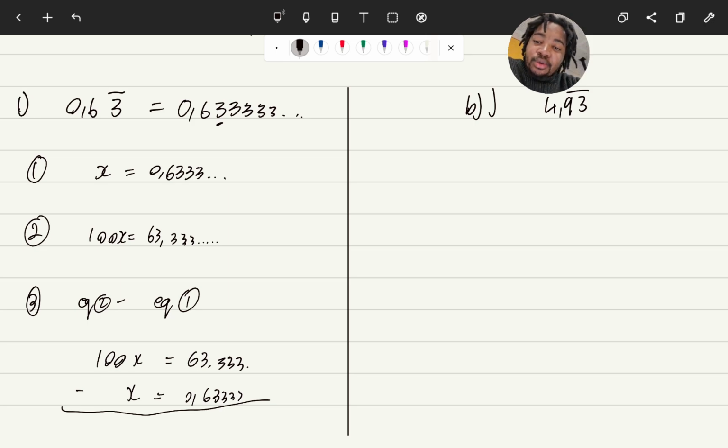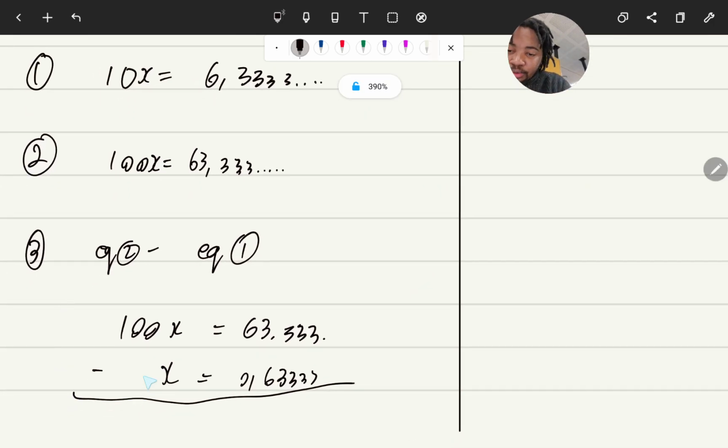Now this is me giving you a clue. The only problem we have is the 6 that we have there. Alright, so you realize now, if you multiply, say, equation 1 by 10, then you have 10x, and then here you have 6.3333 repeating. You now realize that you have the same numbers after the comma. You see that? Very, very important. Now you have the same numbers after the comma, which means by the time you go to step 3 and you do your subtraction, the decimal points are going to disappear, right?